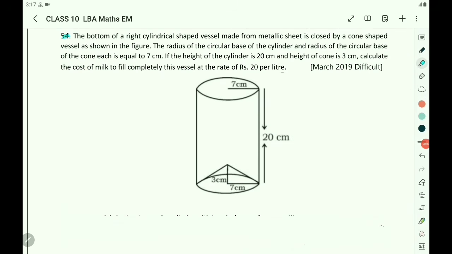Question number 54. The bottom of a right cylindrical shaped vessel made from metallic sheet is closed by a cone shaped vessel as shown in the figure. The radius of the circular base of the cylinder and the radius of the circular base of the cone each is equal to 7 cm. If the height of the cylinder is 20 cm and the height of the cone is 3 cm, calculate the cost of milk to be filled completely in this vessel at the rate of rupees 20 per liter.